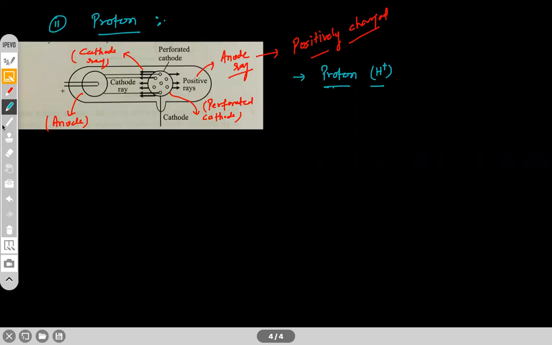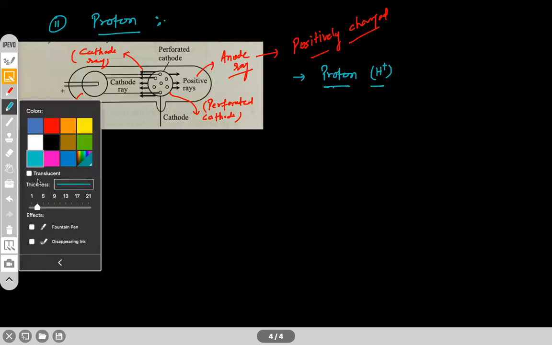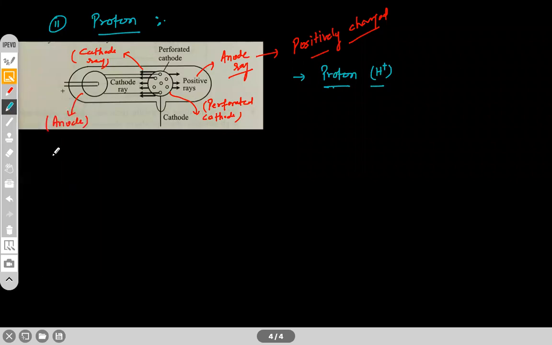Okay. Now what happens after this? The third point is the discovery of neutron. Okay, so neutron is what? It is a neutral particle.